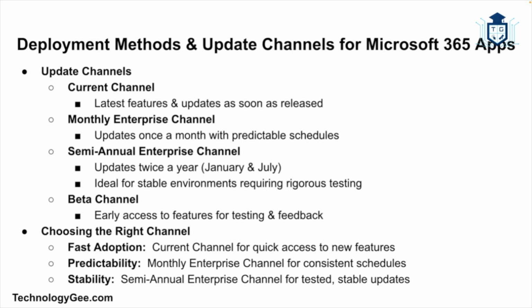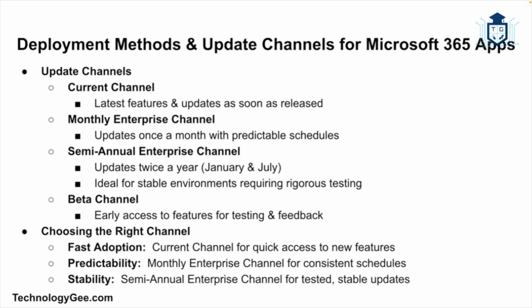Next, let's talk about update channels. Update channels determine how frequently users receive updates for Microsoft 365 apps. We have what is called the current channel, and this provides the latest features and updates as soon as they are released. You have what is called the monthly enterprise channel, and this delivers updates once a month with predictable release schedules.